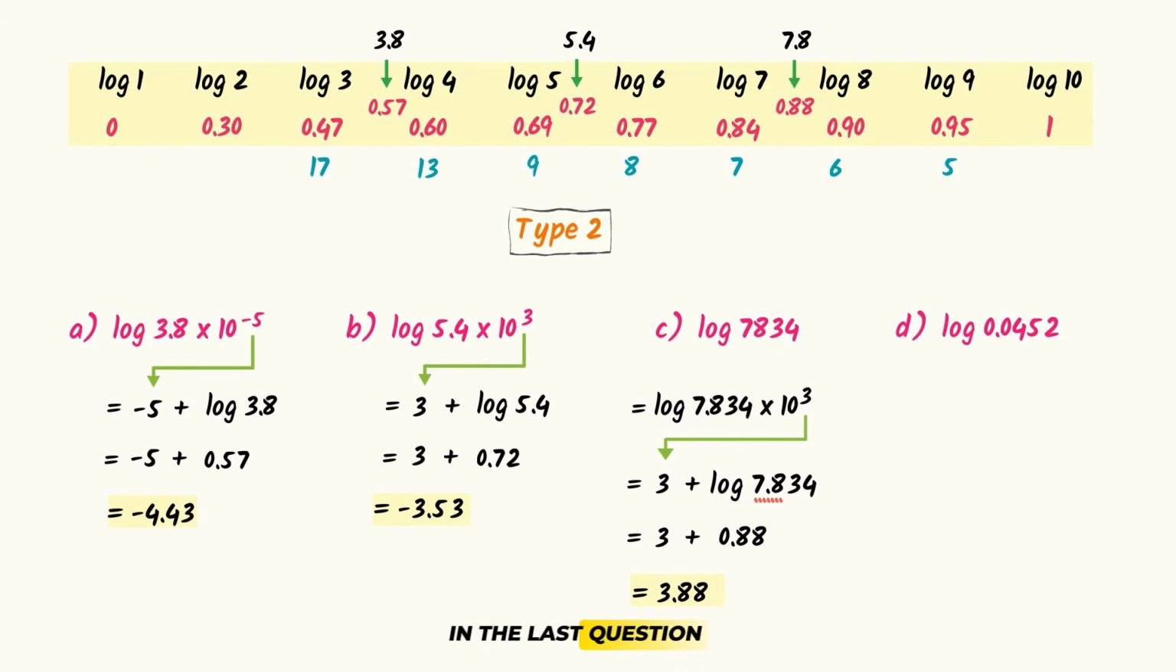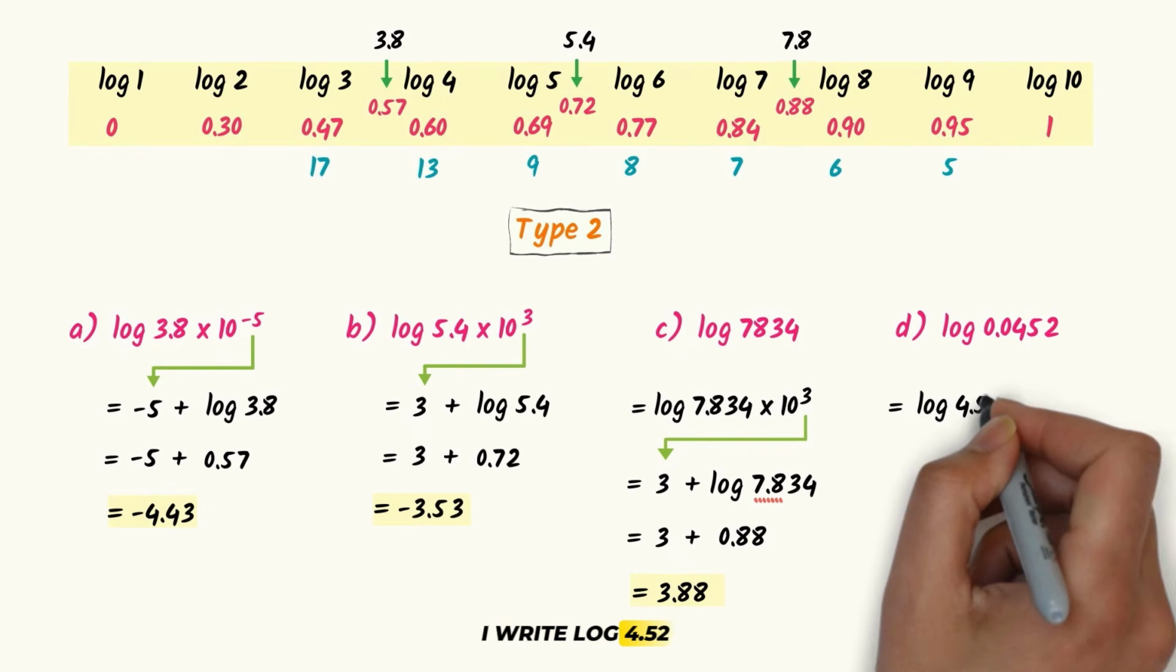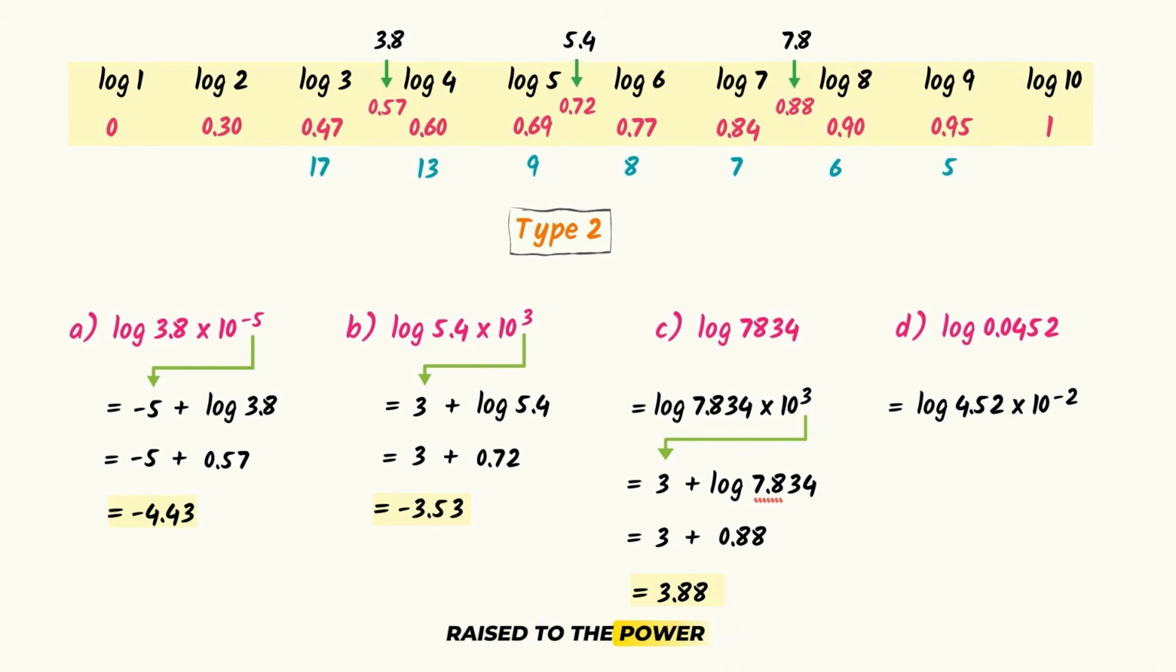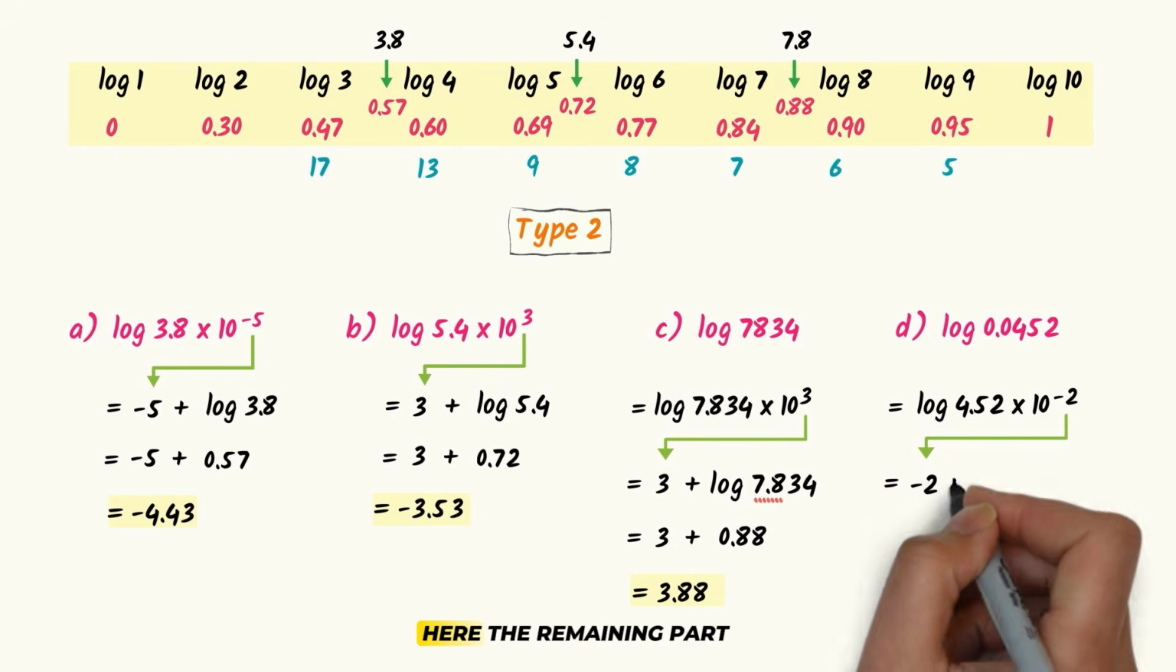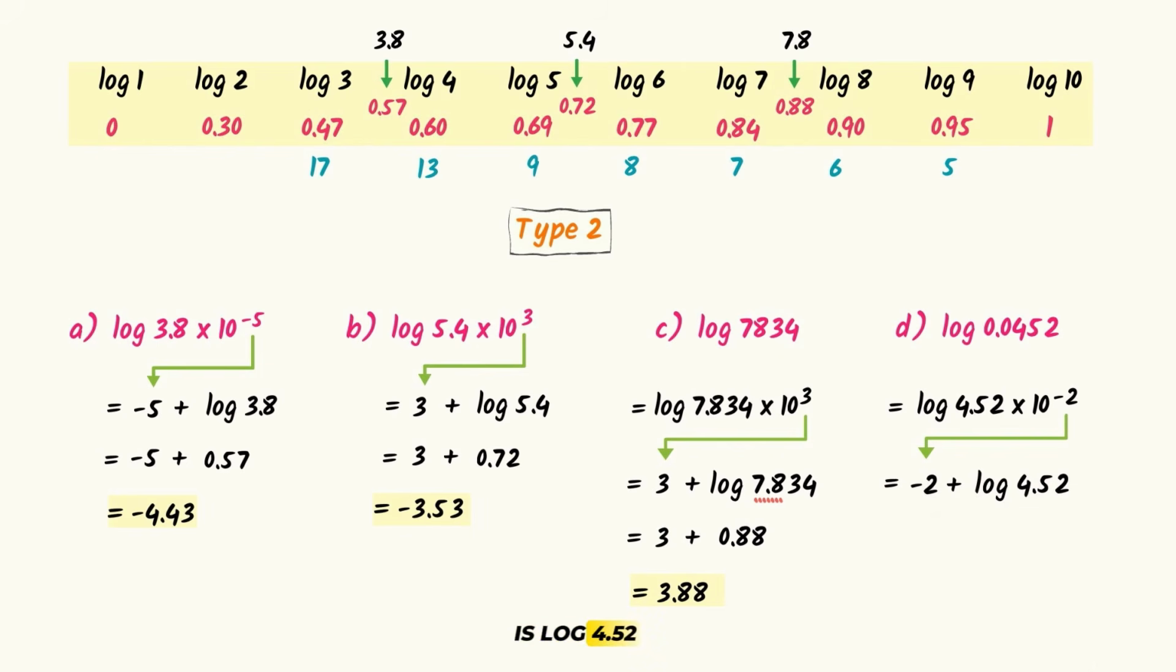In the last question, this is a decimal number. I will convert it to scientific notation. I write log 4.52 times 10 raised to the power negative 2. As usual, I write negative 2 here. The remaining part is log 4.52.